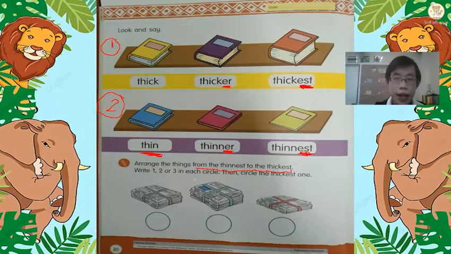Okay, you need to take a look at the picture first. So I want to ask you some question. Which picture is the thinnest? The answer is picture number 3, right? So we need to write number 1.